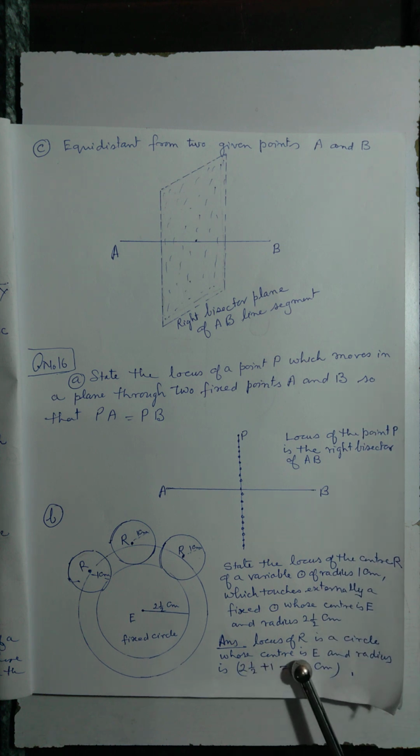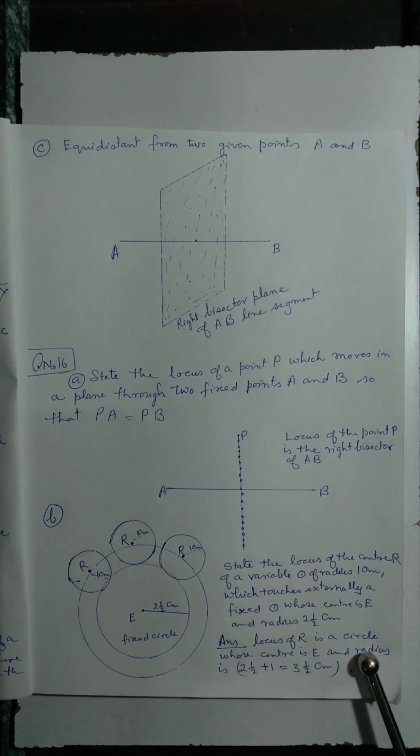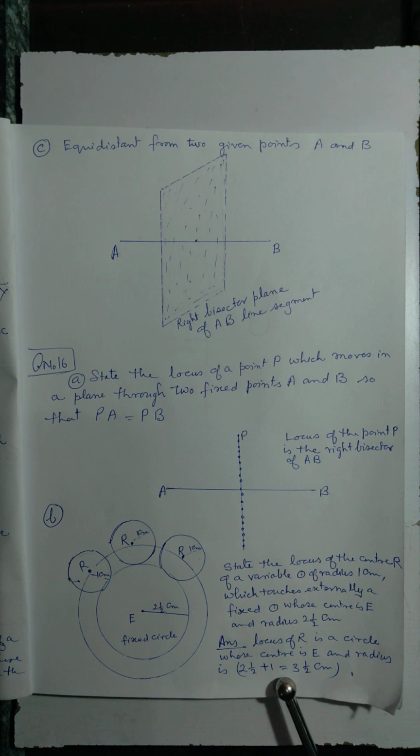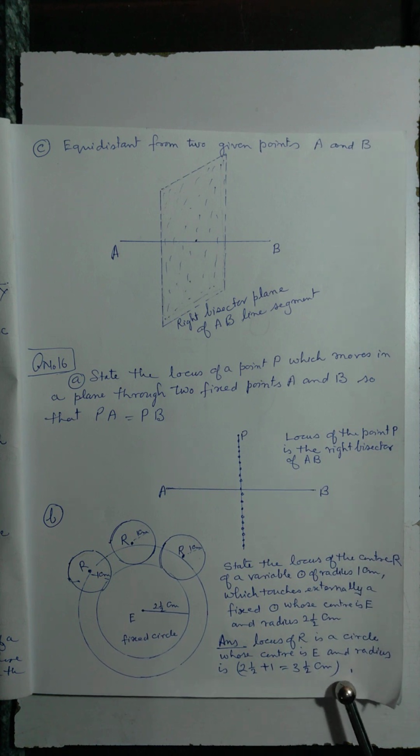Answer: the locus of R is a circle whose center is E, and the radius will be 2.5 plus 1, that is 3.5 centimeter.